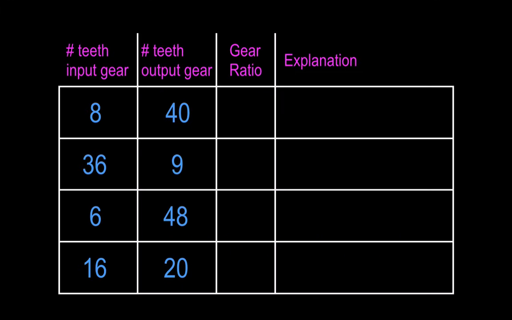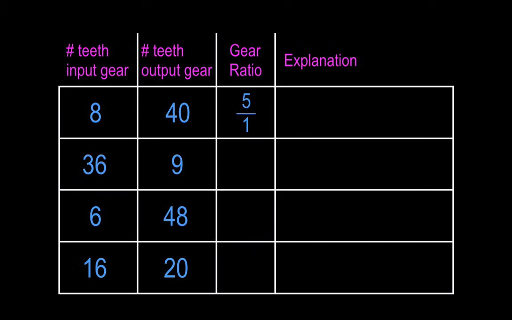So what we're going to do is fill out this table together. As you can see in your notes, we have the first one done. So you're going to practice writing the gear ratio and simplifying it. Here I would have 40 over 8, because 40 is the output gear on top, 8 is the input gear on the bottom, and I then simplify that to 5 over 1.